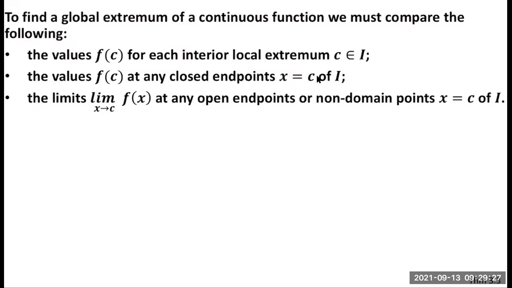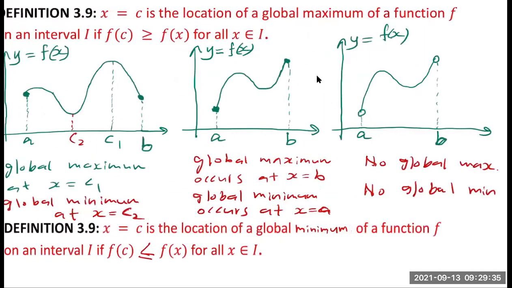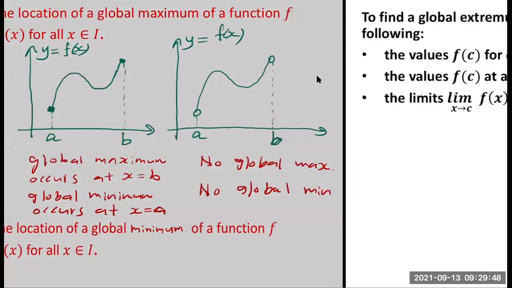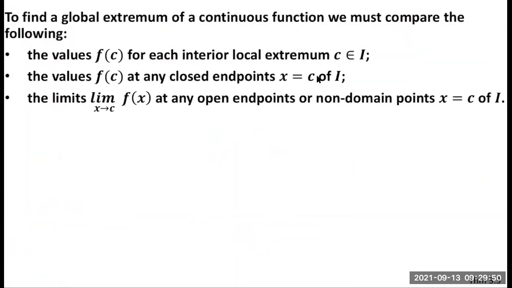Next question is, how do you find global extremas? Well, you have to do a couple of things. Notice that global extremas can occur at interior points. To find those points, you need to find critical points of the function. And they can also occur at closed endpoints. That means to find global extremas, you need to compare these values. What are those values? Values f of c for each interior local extremum c in I.